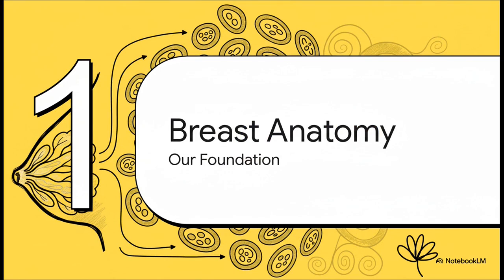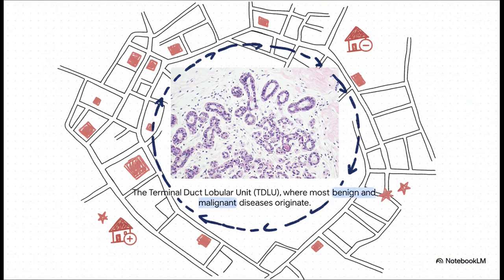Listen, you cannot, I repeat, you cannot understand what is abnormal if you don't have a crystal clear picture of what is normal. And the breast, it's not a static organ. It's always changing. So understanding its basic structure is absolutely essential. Okay, look here. This is the heart of the matter, the terminal duct lobular unit, or what we call the TDLU. Please remember this name.